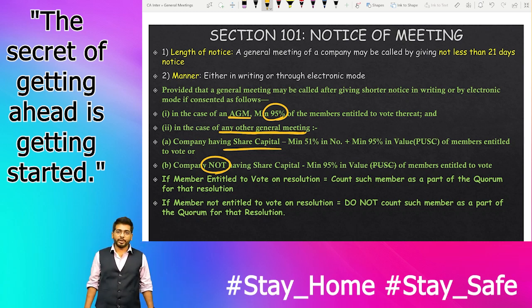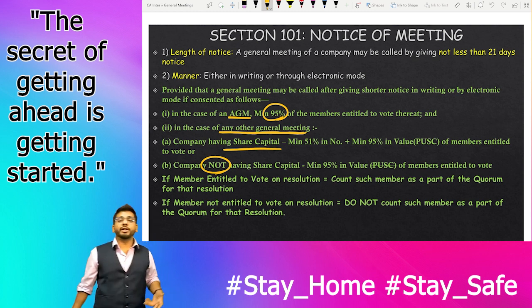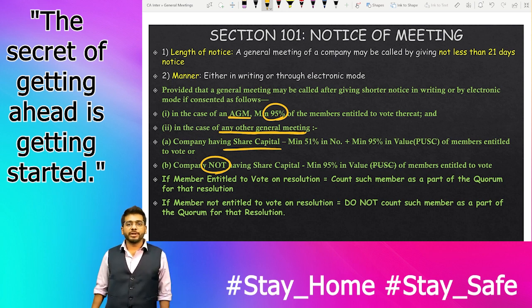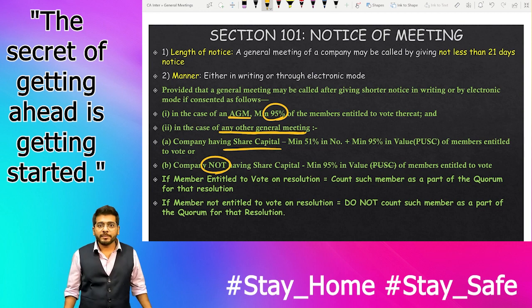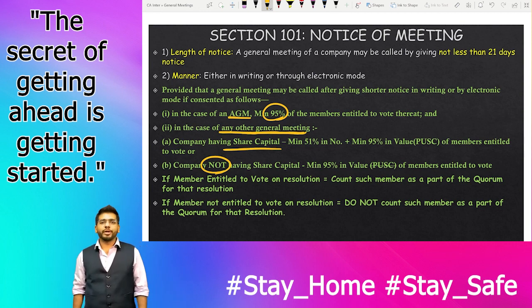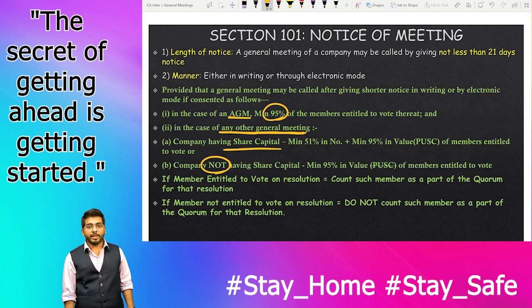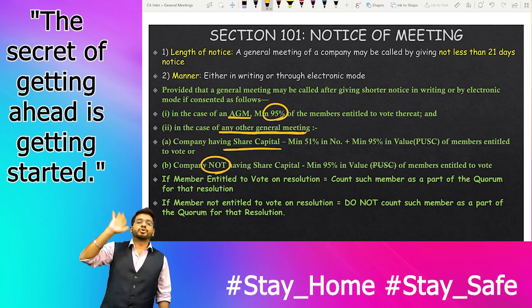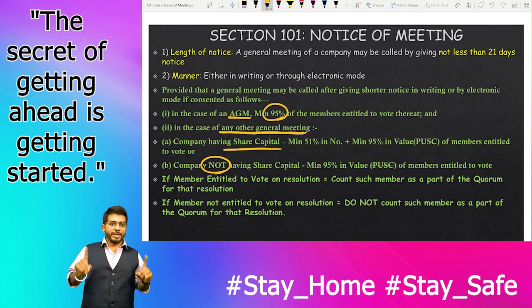Minimum 51% should agree. If less than 51% are agreeing, but whoever is agreeing holds 95% of the share capital, possible? Why not? But you cannot hold the meeting at shorter notice. So both the conditions are there. Minimum 51% in number should agree, and whoever agrees should hold at least 95% of the paid up share capital of the company. This is for a company having share capital.